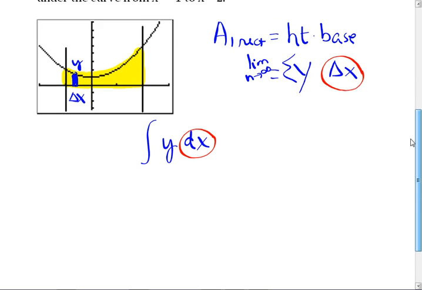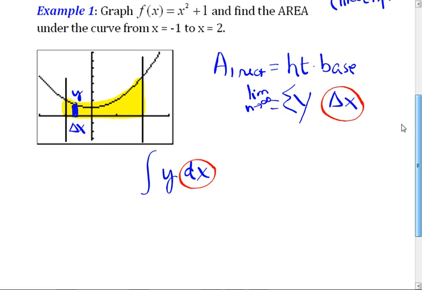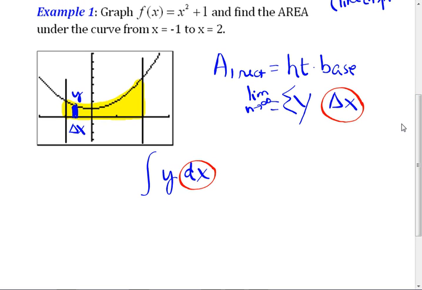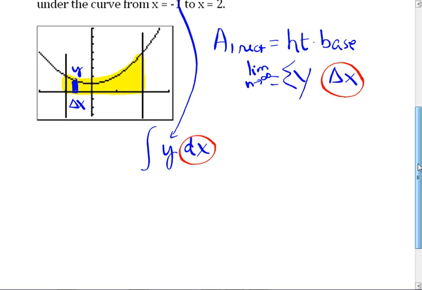Okay, what? I don't want y in there. I want x in there. What is y? It's x squared plus 1. So I'm going to put that right in there. And then I have to find where I'm going to integrate it between.